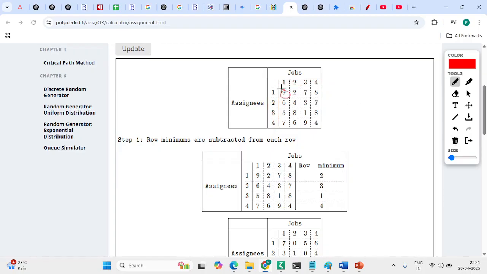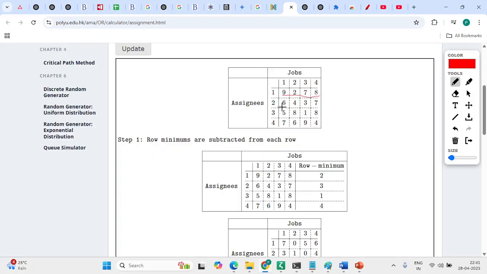For example, if we assign person number 1 to do job number 1, we will be paying 9 rupees. Or if we assign person number 4 to do job number 2, we will be spending 6 rupees. So these are the costs.